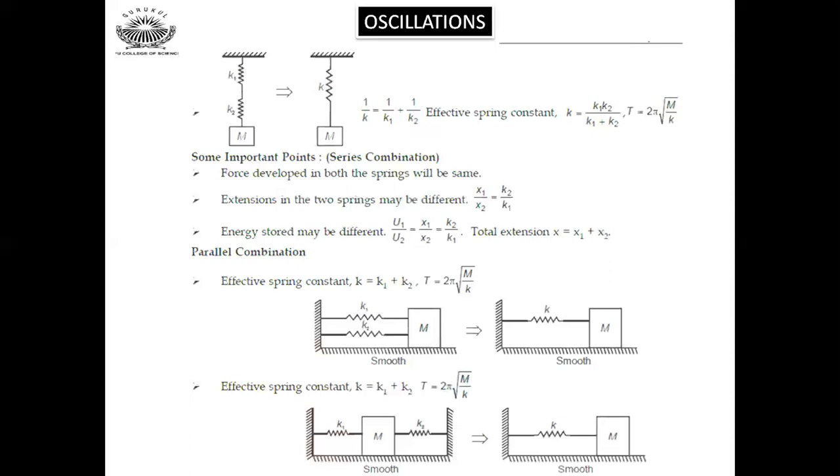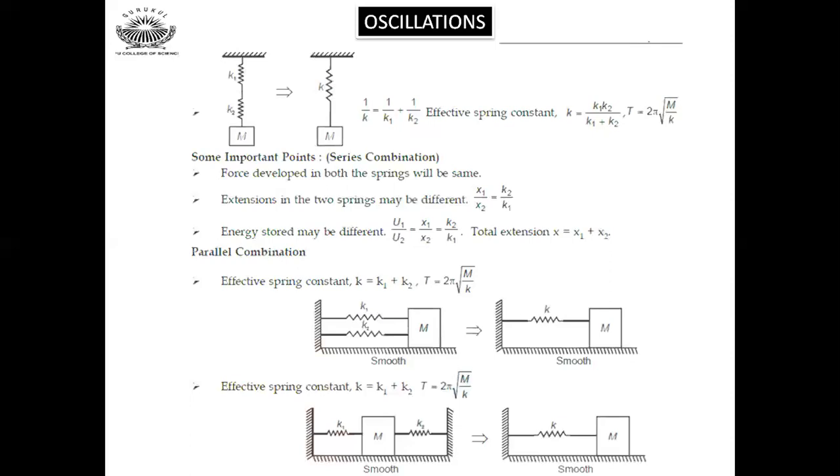Now in series combination, the force developed in both the springs will be the same. Extensions in the springs will be different. X1 by X2 will be equal to K2 by K1. Energy stored may be different. It is U1 by U2 equals X1 by X2, which is equal to K2 by K1. So the total extension is X equals X1 plus X2.